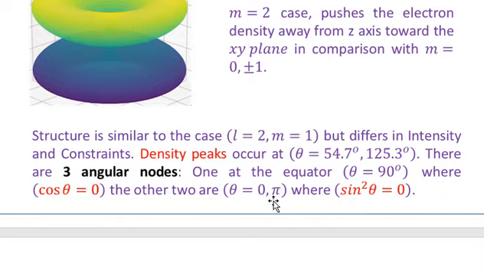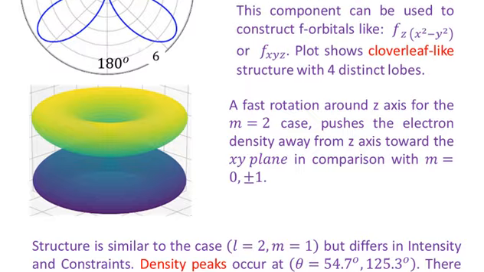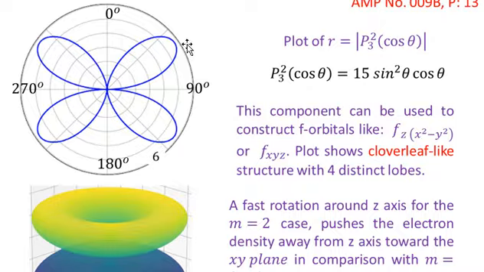These lie along the z-axis, whereas the density peak, that is the maximum value of the density, occurs at theta equal to 54.7 degrees and at theta equal to 125.3 degrees. So 54.7 degrees is the angle corresponding to these 2 lobes, and theta equal to 125 degrees corresponds to these 2 lobes.